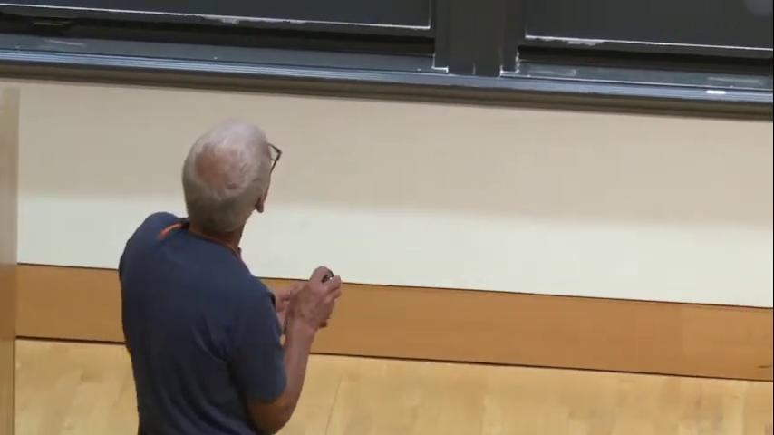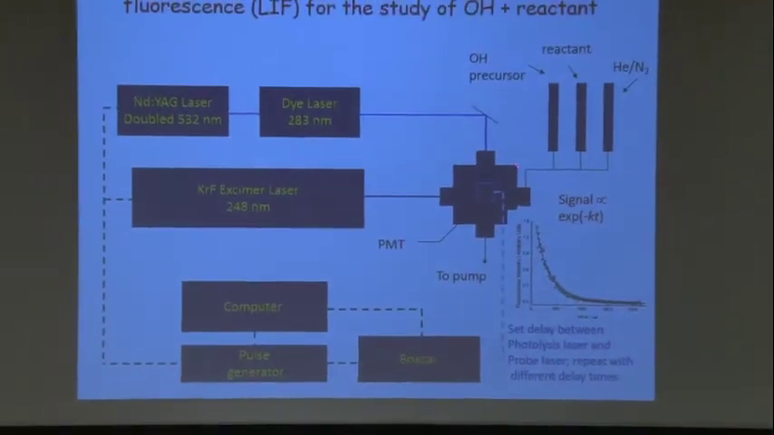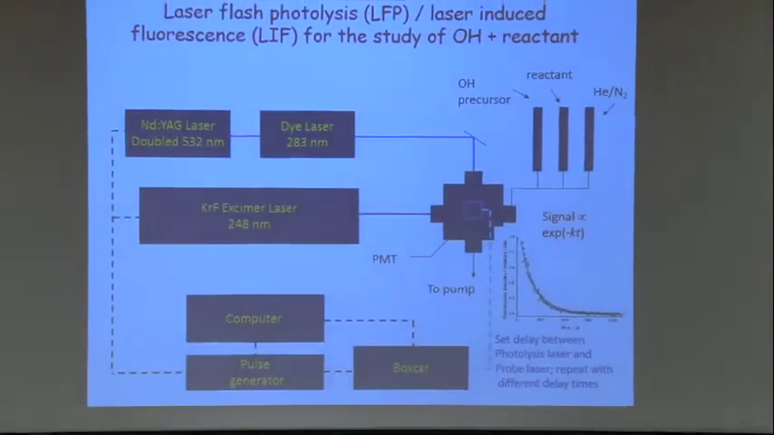This is a pulsed laser, and the pulse lasts about 10 nanoseconds. And we use that to dissociate the hydrogen peroxide that's in this cell here and generate OH.